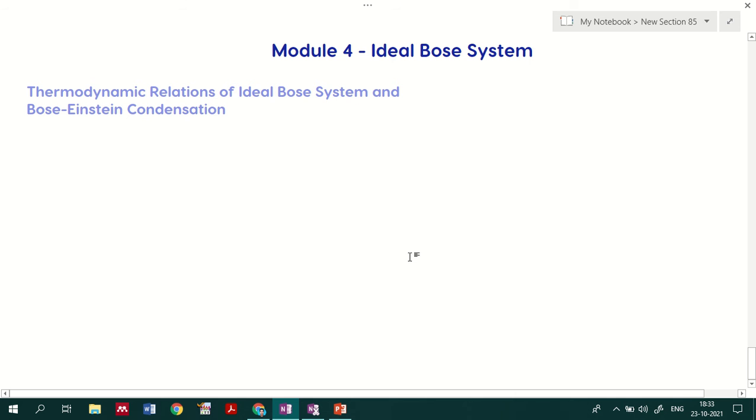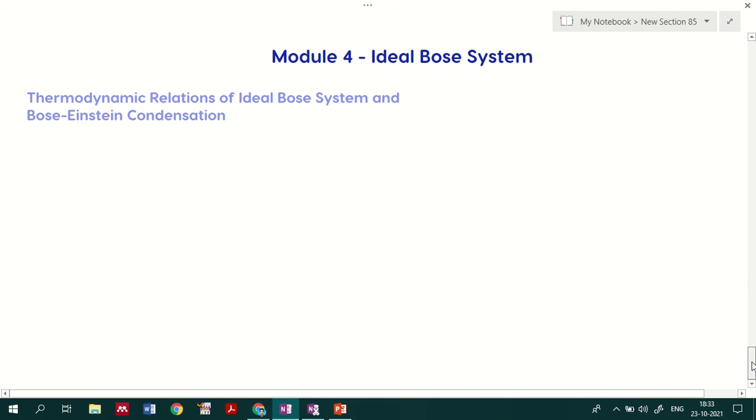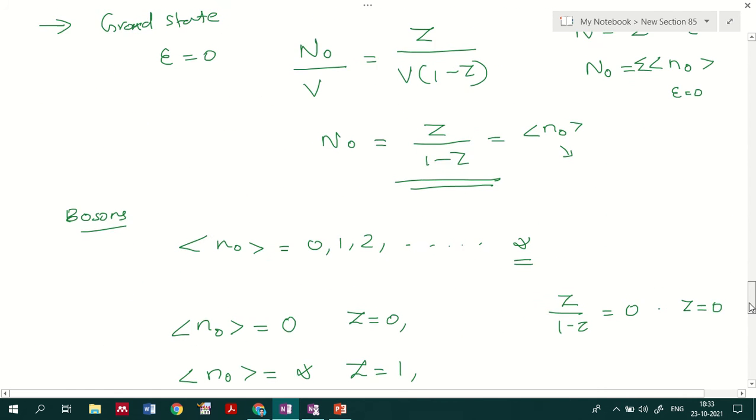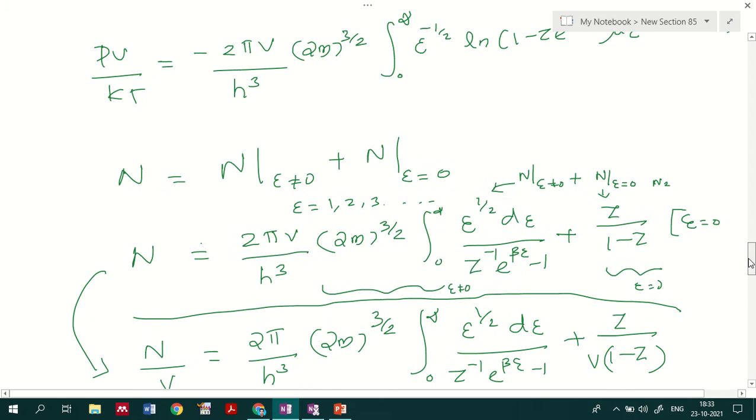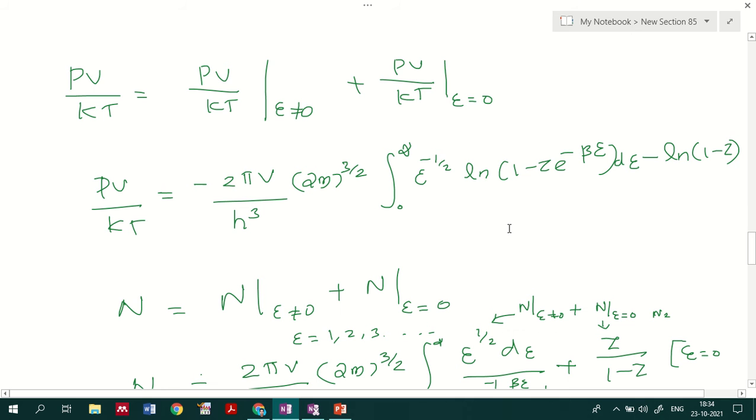So here we first have the equation PV by KT equal to minus 2 pi V by h cube, 2m raised to 3 by 2, integral from 0 to infinity of epsilon raised to minus 1 by 2 ln(1 minus z e raised to minus beta epsilon) d epsilon, minus ln(1 minus z). So this was the representation we had in the last class.